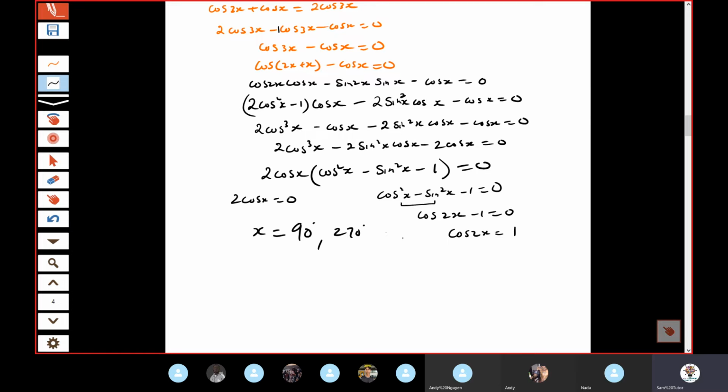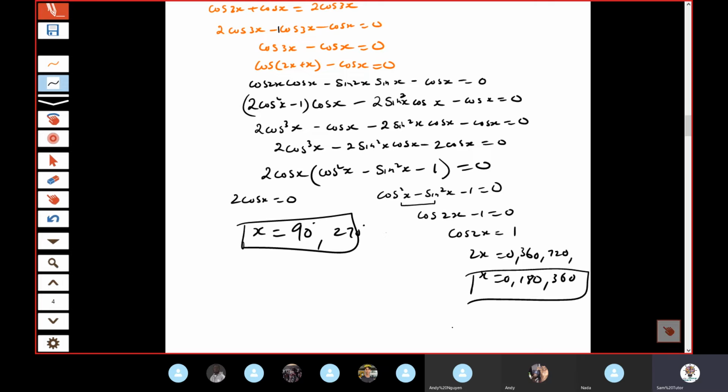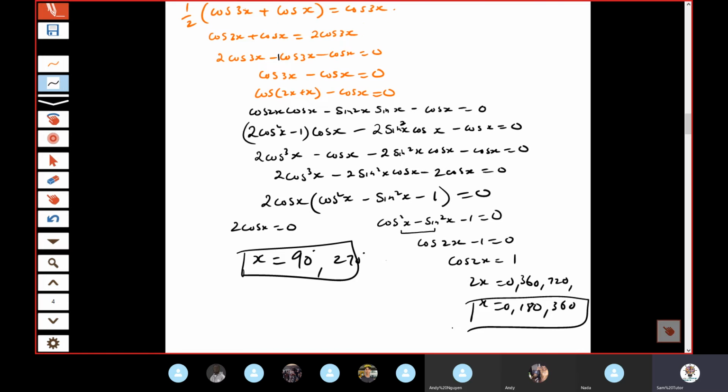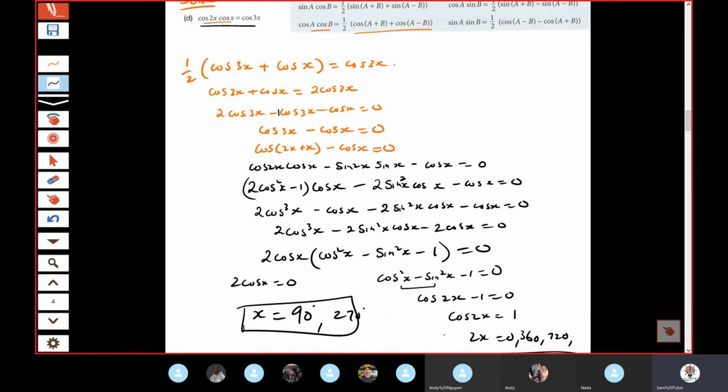Inverse cos of 1 is 0 and then you got 360, then you got 720 and you don't need more, it's going to be too big. So your answer here would be 0, 180, 360 as well as 90 and 270. Yep, those 5 are your answers. And then if you do go back and check, it should work. So just do that if you want to check it out.